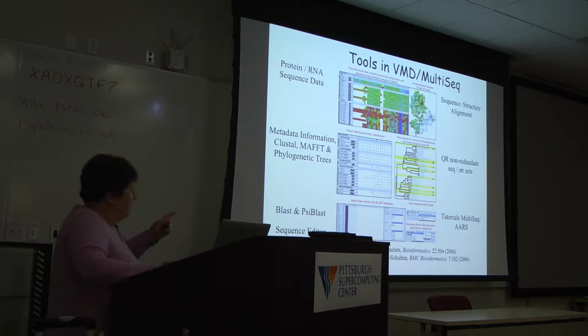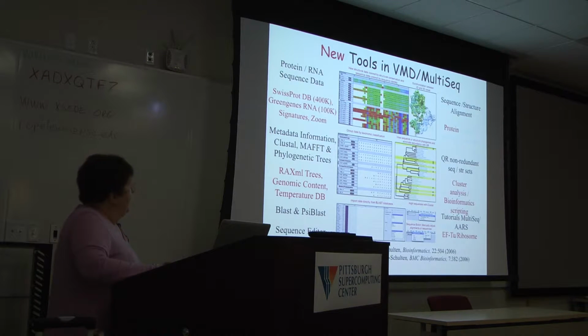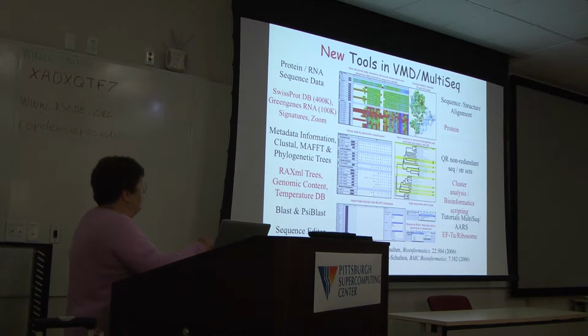That's how it first started in 2006. And since then, we've added a lot of other tools to this. So if you're going to look at the whole genome, you're going to want to use the signatures and the zoom feature.